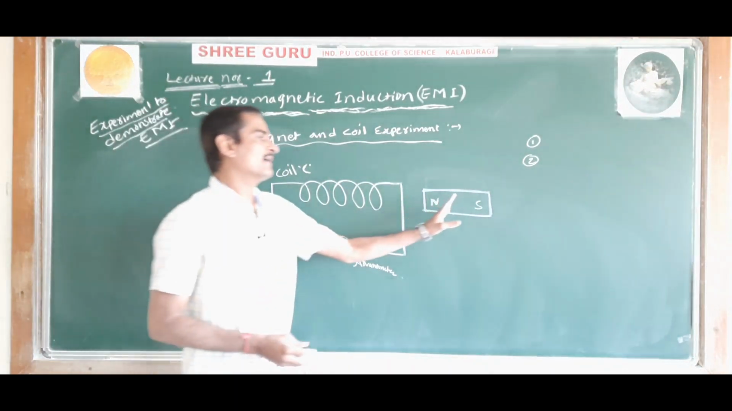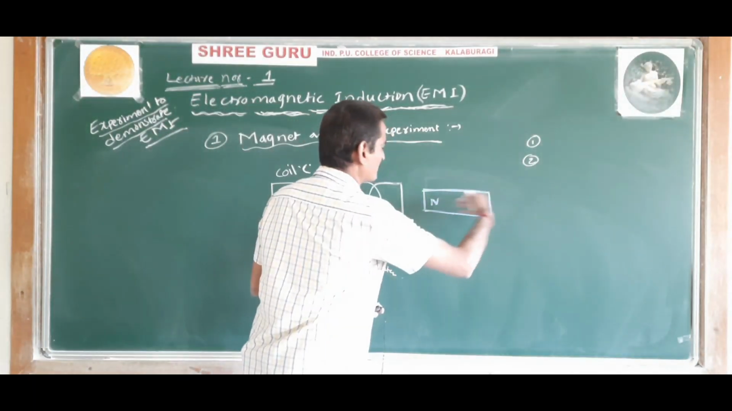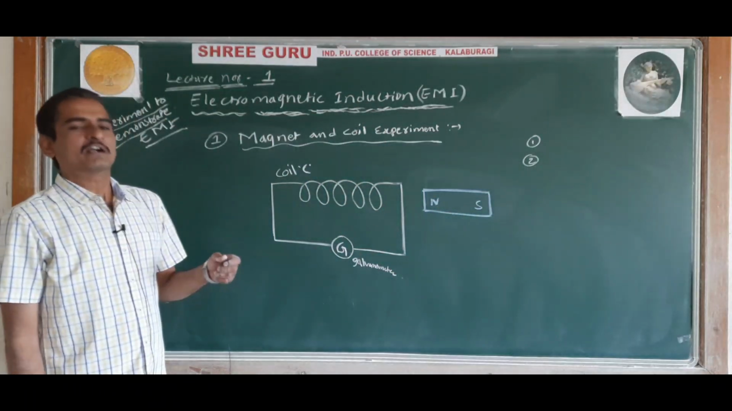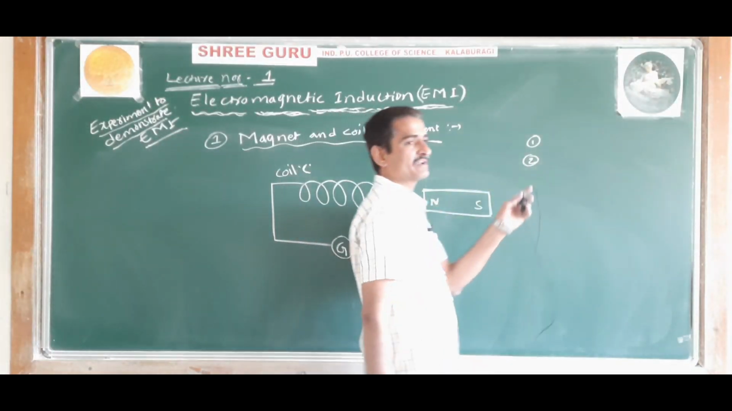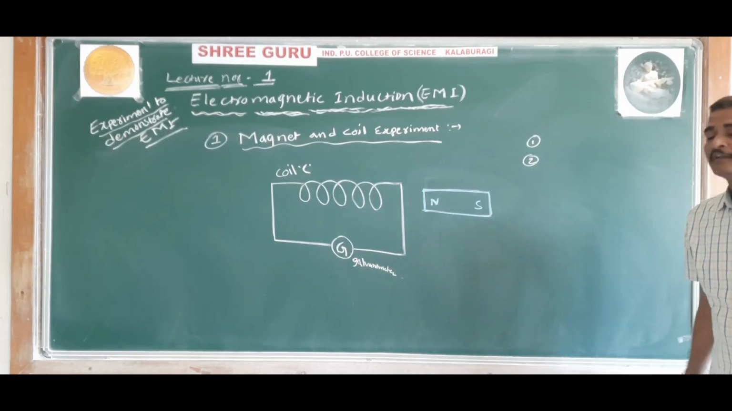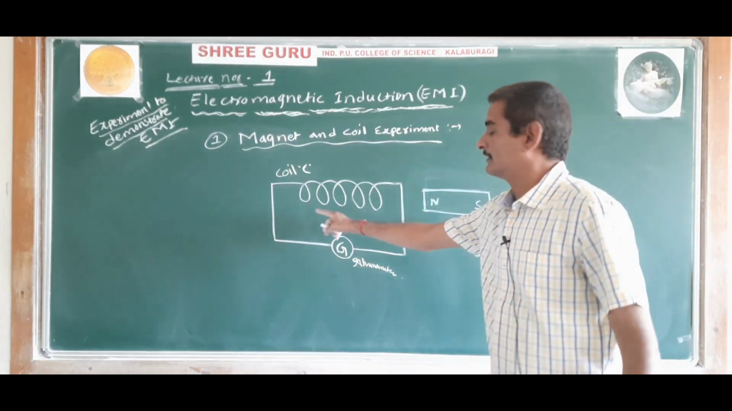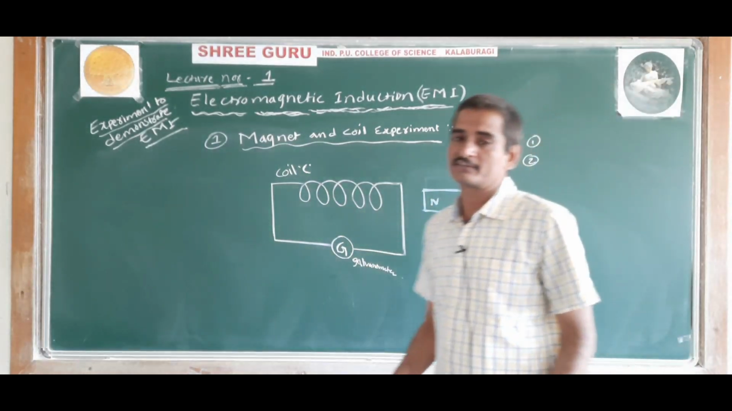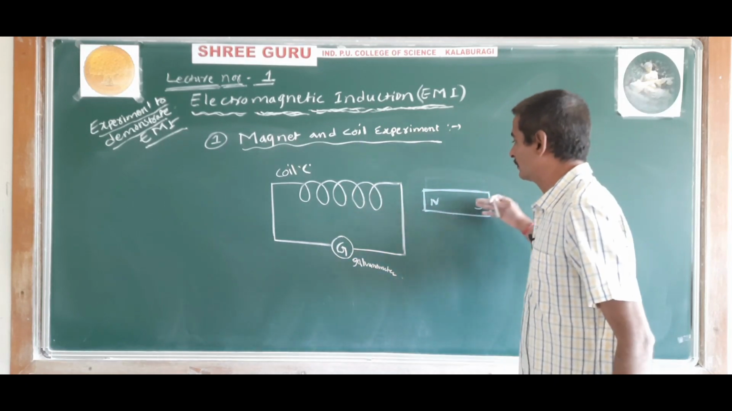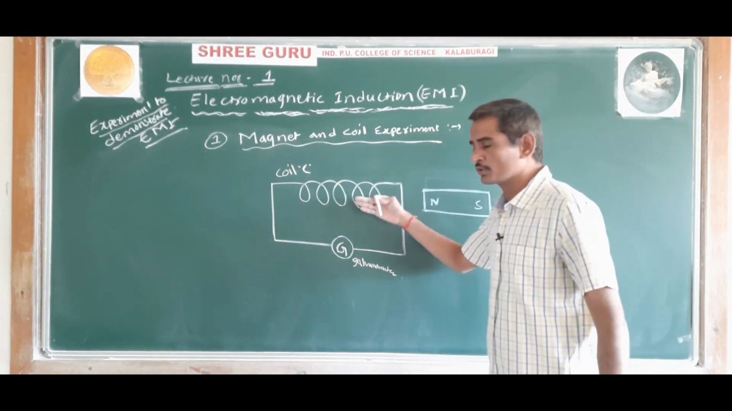Now, in the second point, when the bar magnet is moved towards the coil, the galvanometer shows a deflection. When the north pole of the bar magnet is moved towards the coil, the galvanometer shows a deflection, indicating the flow of current in the circuit.